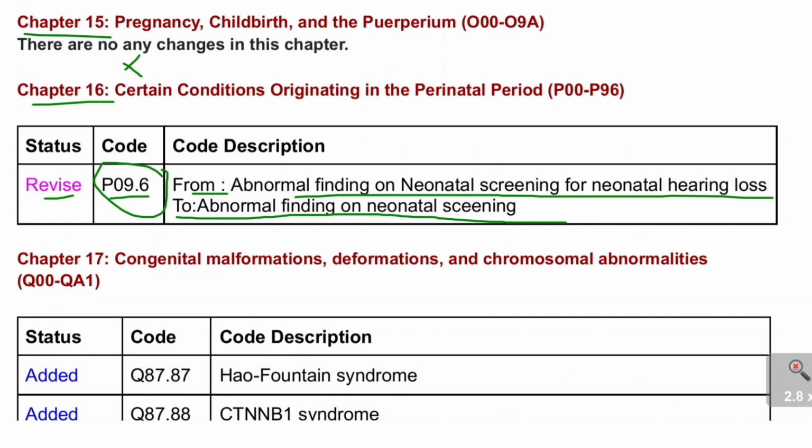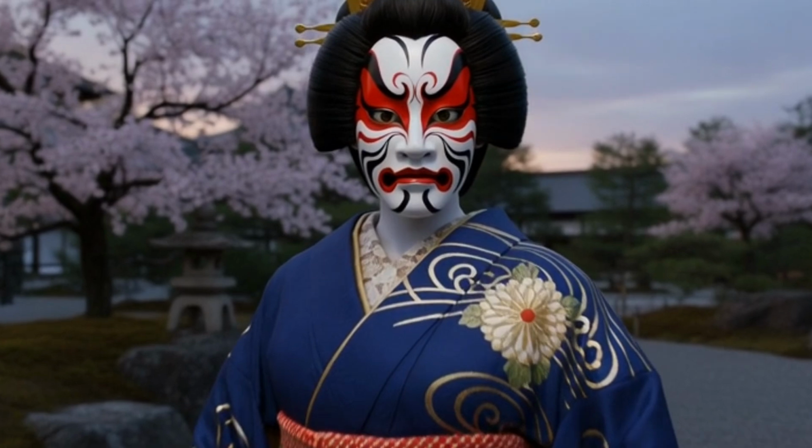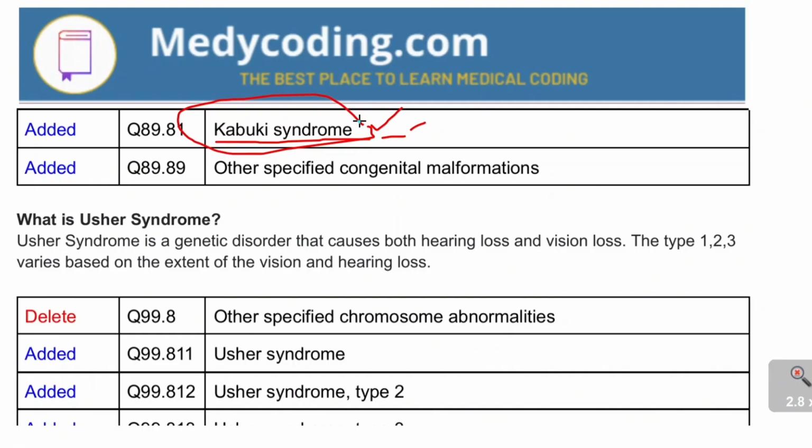In this chapter, new codes have been added for Howe Fountain syndrome and CTNNB1 syndrome. The next code is Kabuki syndrome. Kabuki syndrome is a rare genetic disorder that affects growth, development, and multiple body systems. So why is it called Kabuki syndrome? The name comes from its distinctive facial features, which resemble the makeup used in traditional Japanese kabuki theater. This is why it is referred to as kabuki makeup.